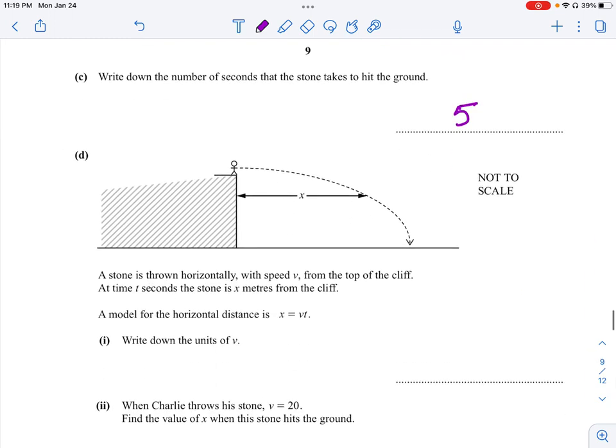Now a stone is thrown horizontally with a speed v from the top of the cliff. At the time t seconds, the stone is x meters from the cliff. This is x meters. A model of the horizontal distance is x is equal to vt. Write down the units of v. X is in meters, v units we don't know, t is in seconds. So v units will be nothing but what? Meters per second. So basically it is a velocity. Velocity units is meter per second.